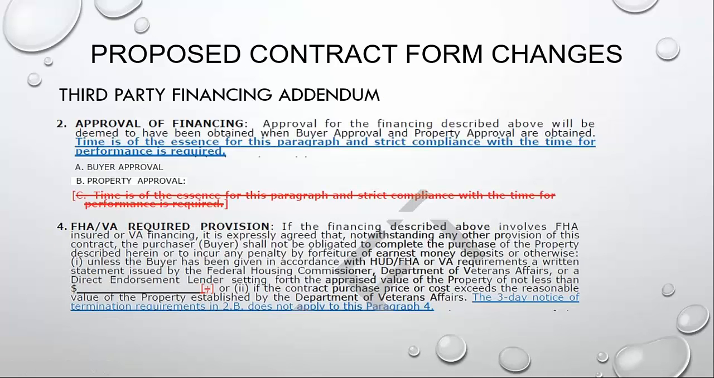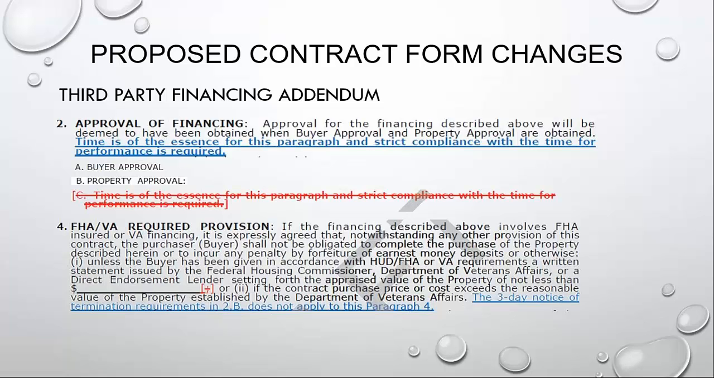Now, third-party financing addenda. Couple of changes, and we're almost out of time. I'll try to get through this real quick. The approval of financing, paragraph 2, just has a little sentence added that time is of the essence in this paragraph, and that's in the one where you have so many days to get buyer approval. They're just telling you to pay attention to the time frames. And on the paragraph C that says time is of the essence for this paragraph is removed because they just moved it up to paragraph 2.